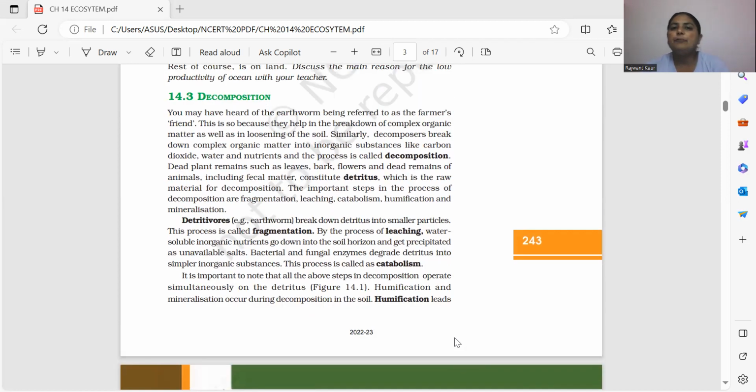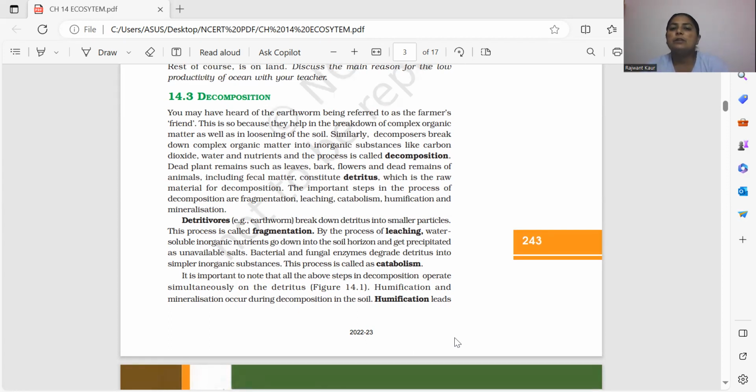So as the name itself indicates, it is a process that is concerned with the breakdown of complex organic matter into inorganic substances, which are in the form of nutrients. And these nutrients are further stored in the soil, as soil is the reserve house of nutrients, and they are further utilized by the plants.